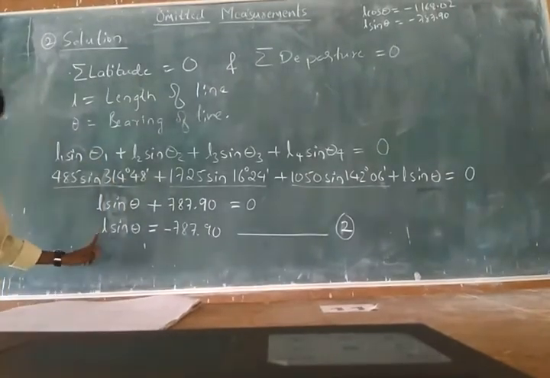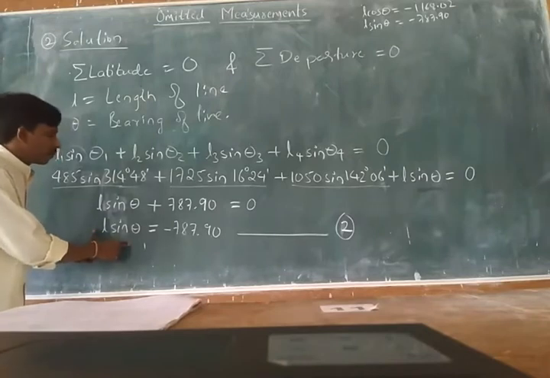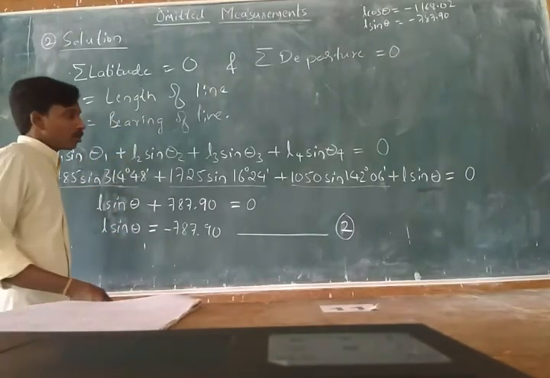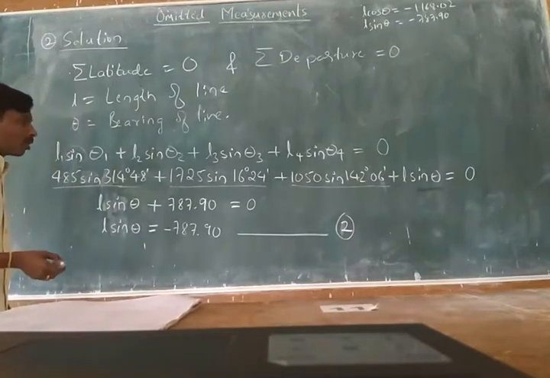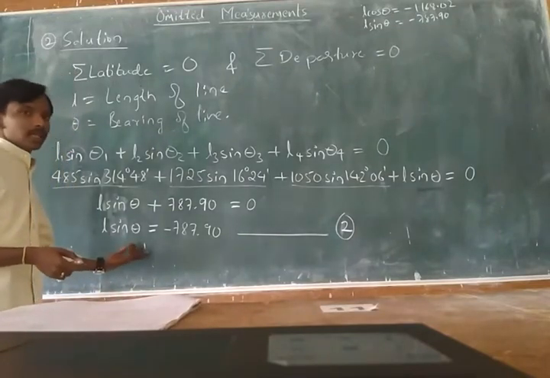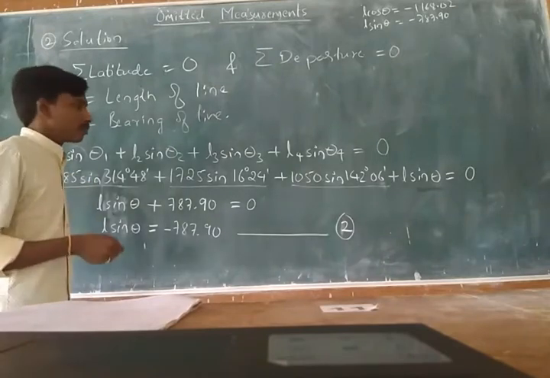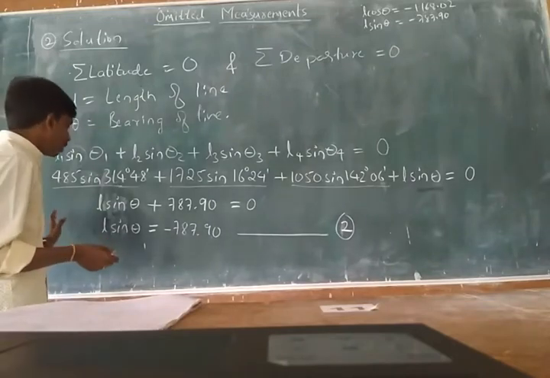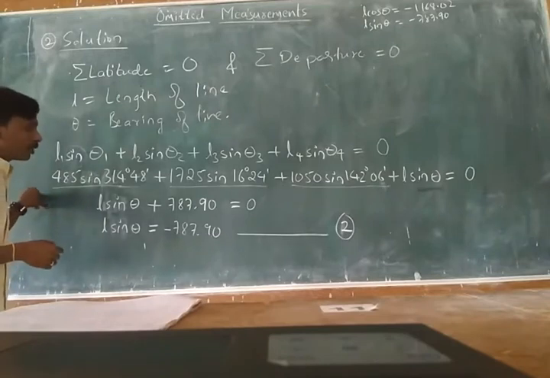See, this is the departure of dA. And L cos theta is equal to minus 1168.02. That was the latitude of dA, because here the omitted measurements are for a single line. So we know the latitude and departure of line dA.